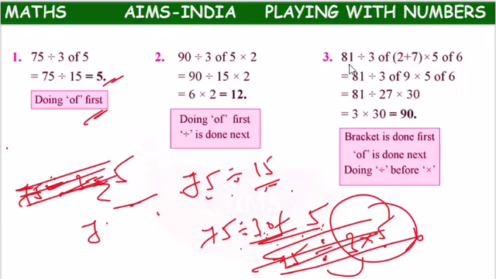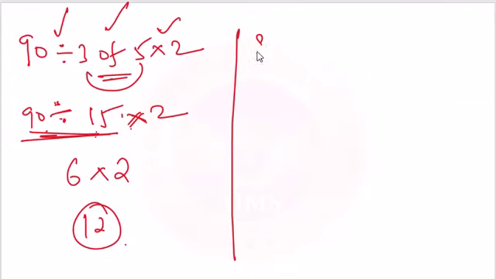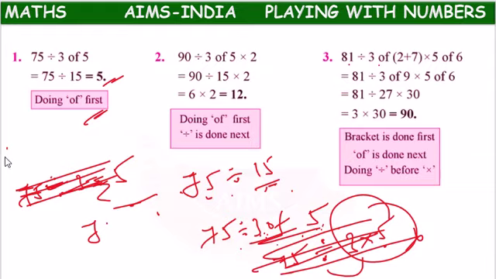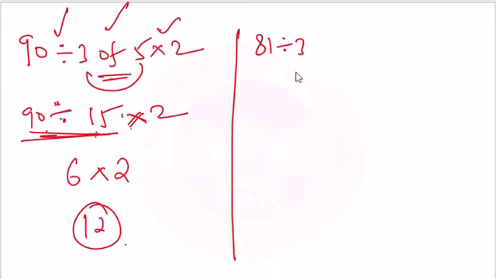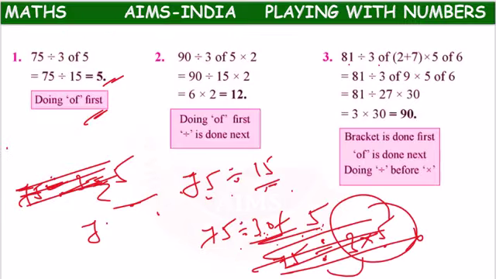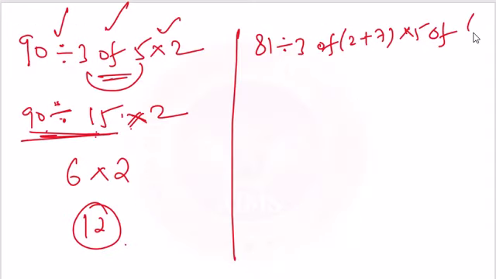Next, 81 divided by 3 of 2 plus 7 into 5 of 6. Here also we have of. But in this of, again a bracket is there. In this of again we have bracket operation. So what do we have to do first?